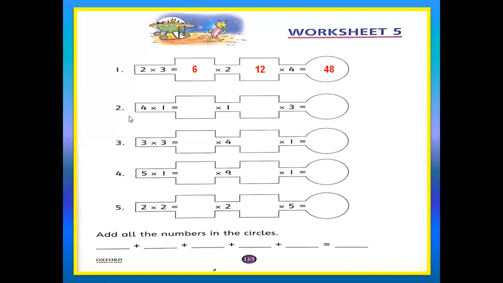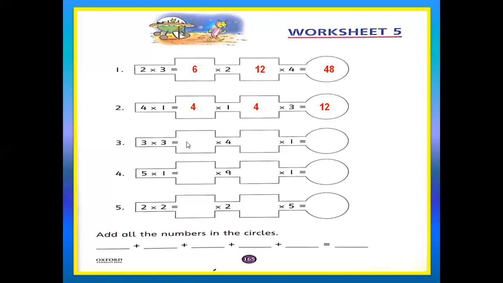Number 2, 4 ones are 4. Write 4 here. Again, multiply 4 with 1. 4 ones are 4. Now, the answer is 4, and now we multiply this answer with 3. 4 multiply 3. Read table of 4 3 times. 4 ones are 4, 4 twos are 8, and 4 threes are 12. Write 12 here.